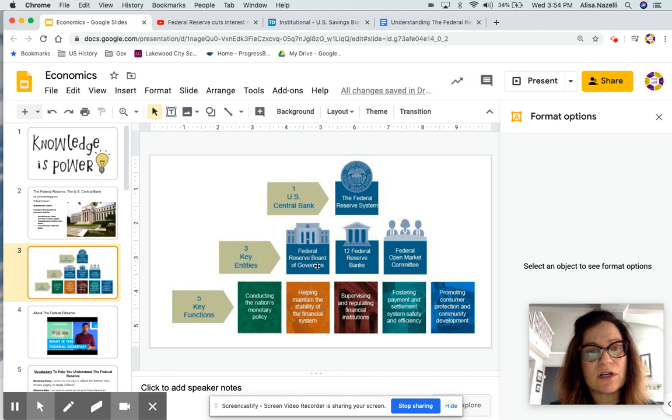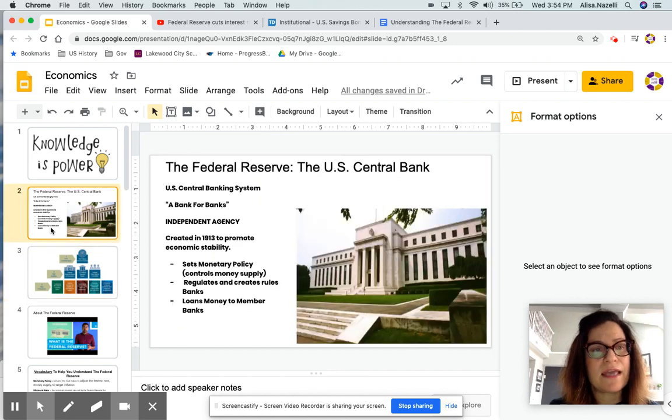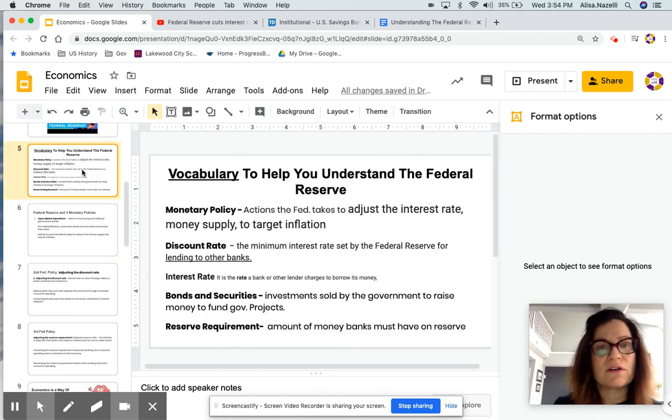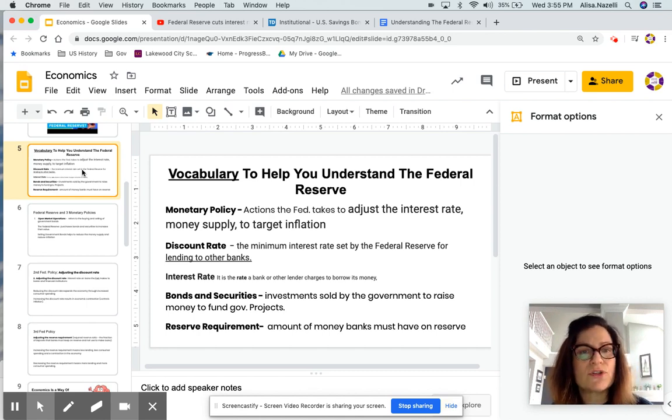The Federal Reserve and its board of directors are headed by a chairman. The current chairman is Jerome Powell. They make key and important decisions. And one of the things that they do is they set what is called monetary policy. And we are going to look at three key monetary policies to help us better understand this system and how the Federal Reserve operates.